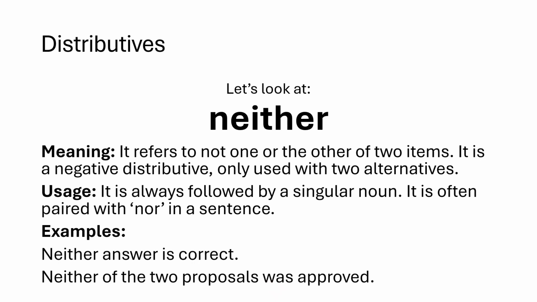Although neither is a negative distributive, it cannot be used in the middle of a sentence. To express negatively in the middle of a sentence, you must use either. An example of this is, we don't like either option.